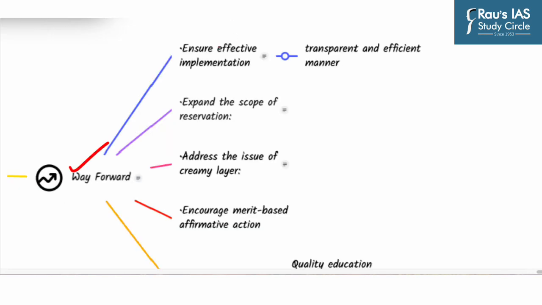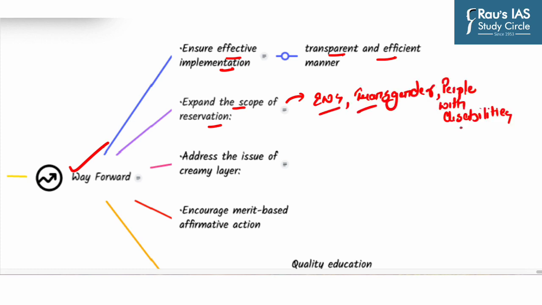The first in this is to ensure effective implementation. Now, one of the biggest challenges with the reservation system in India is the lack of effective implementation. So, there is a need to ensure that reservation policies are implemented in a transparent and efficient manner and that benefits reach the intended beneficiaries. Next suggestion is to expand the scope of reservation to include other marginalized groups such as economically weaker sections, transgender individuals, people with disabilities who face discrimination and exclusion.